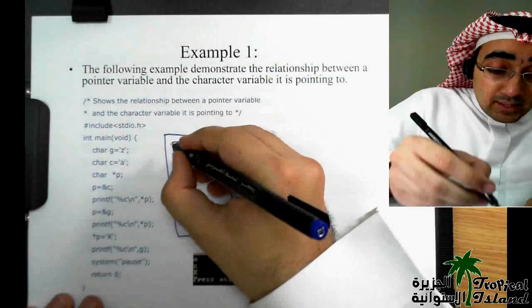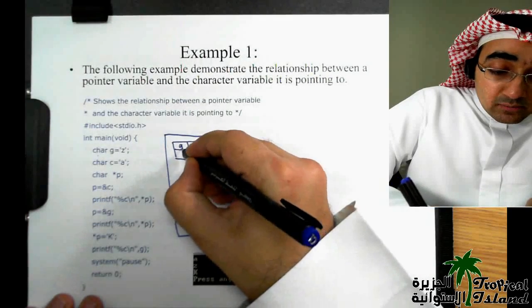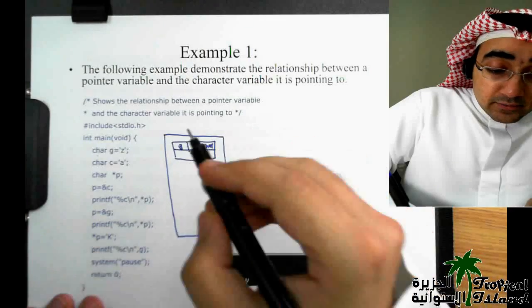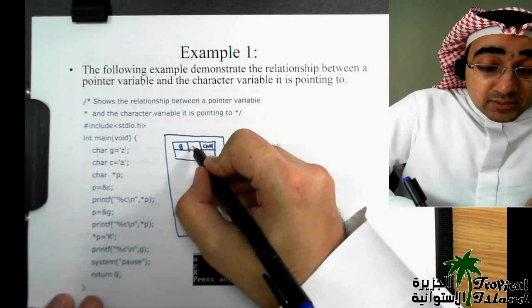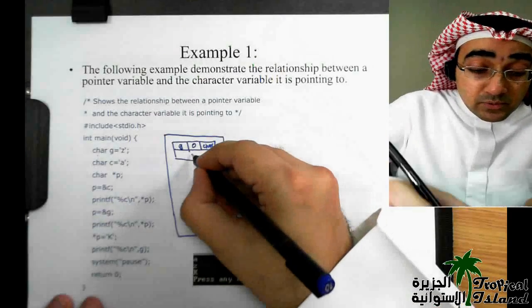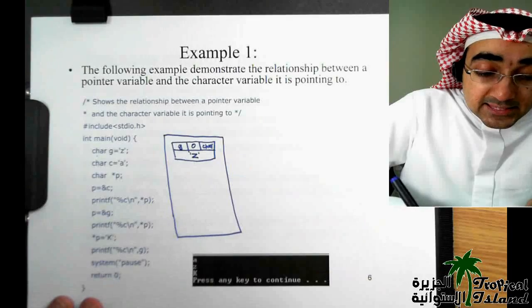Okay, and suppose that the character name is G, and it is a type of char. Suppose that it comes with a memory location of 0. So this is the first thing that's in the memory, and I'm going to store over here... what am I going to store over here? I'm going to store Z as an alphabet.